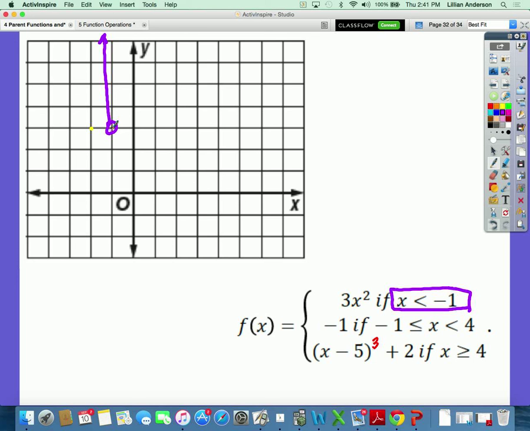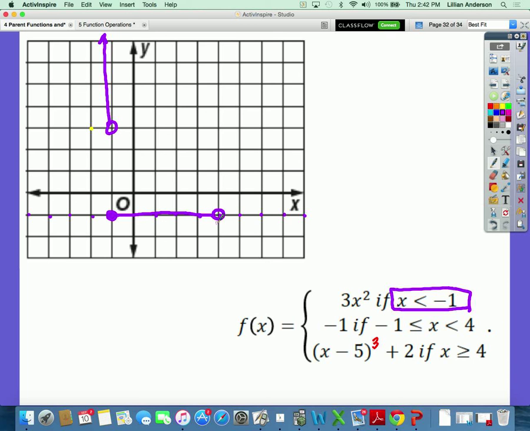f of x equals negative 1. It's a horizontal line. What's the parent function? No, that's a linear function. You're looking for the constant functions. This is a horizontal line that crosses the y-axis at negative 1. But I only want the values that are from negative 1 to 4. Do I have a closed circle or open circle at negative 1? And what happens at 4?